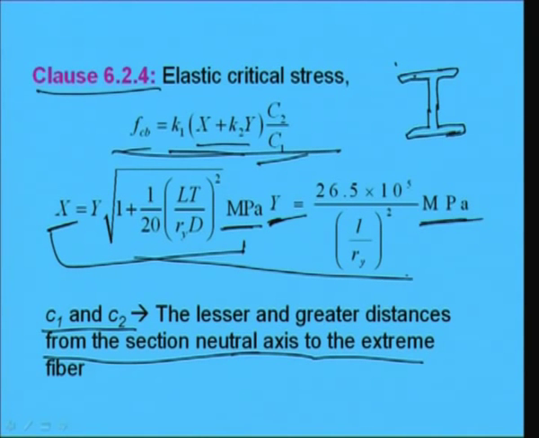Say suppose some plate is there. Now, what will be C1 and what will be C2? So, this will be C1, this is lesser, and then this will be C2, the greater distance from the section neutral axis to the extreme fiber. So, C1, C2 is this.